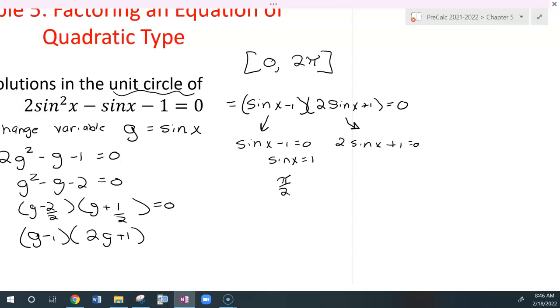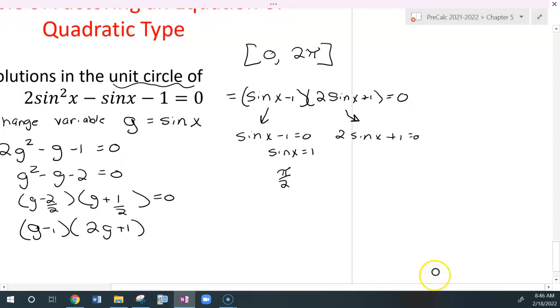And then over here, I'm going to solve this one. I get 2 times the sine of x equals -1, so sine of x equals -1/2. Now look at your unit circle. Where do you have sine of x equals -1/2? I have it at 7 pi over 6, and I also have it at 11 pi over 6. So those are my 3 answers. I only have 3 this time.